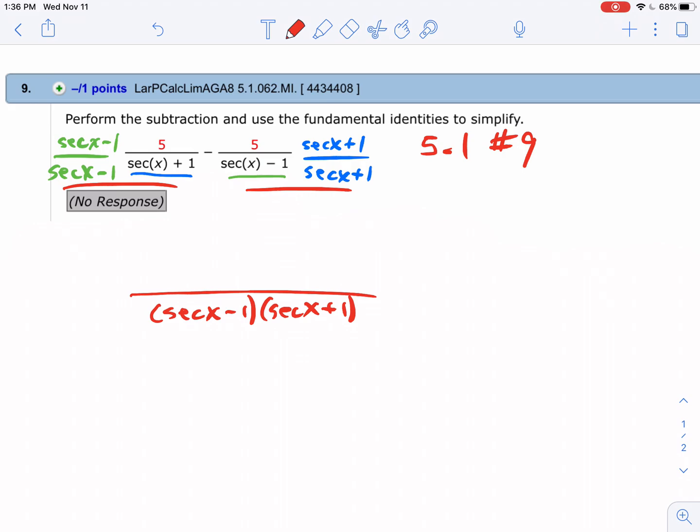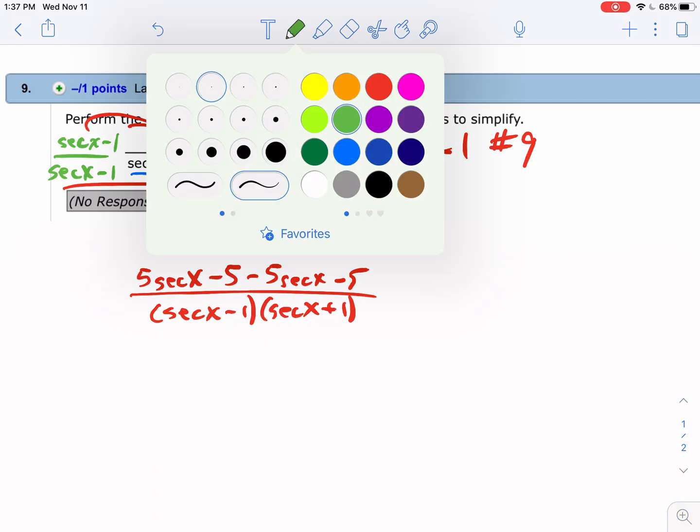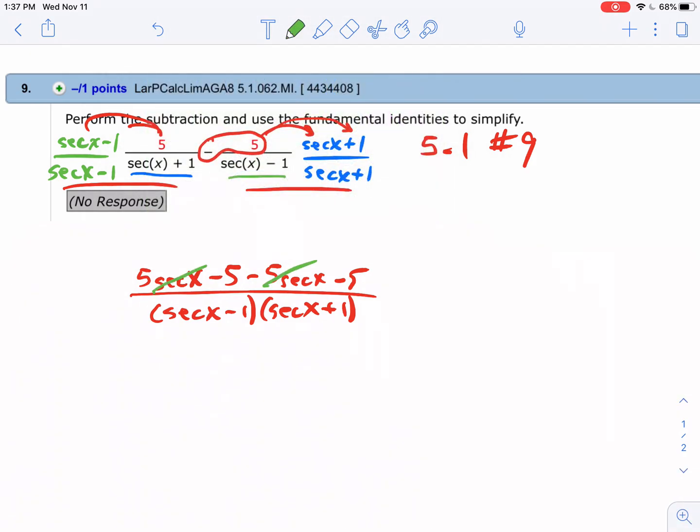And then if I take the 5 and distribute, I get 5 secant of x minus 5. Now be careful, this one is a negative 5 when I multiply, so I get a negative 5 secant of x and a negative 5. And so what you'll find out is these two things add up to 0. I have a negative 10.